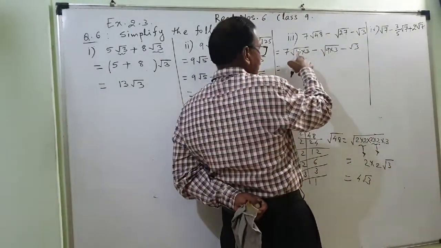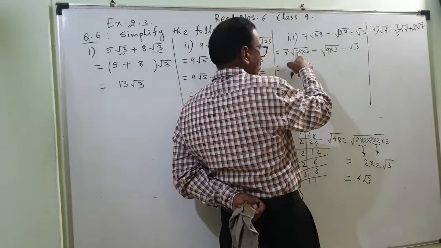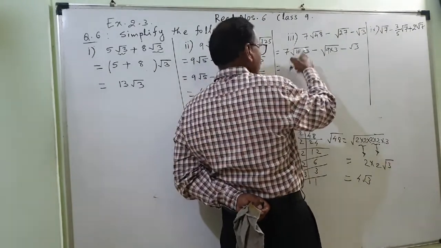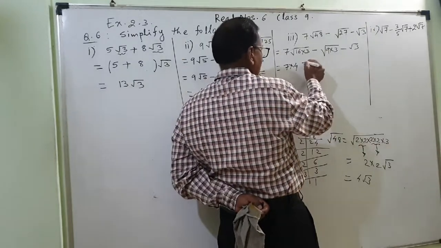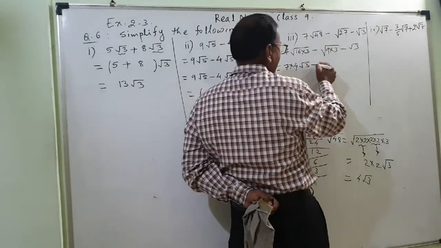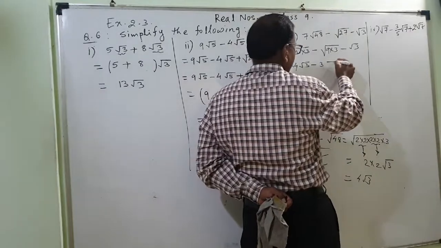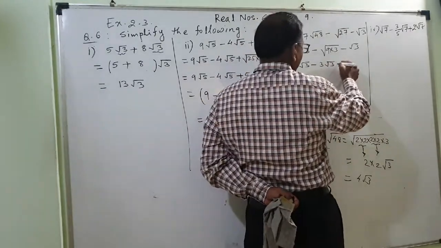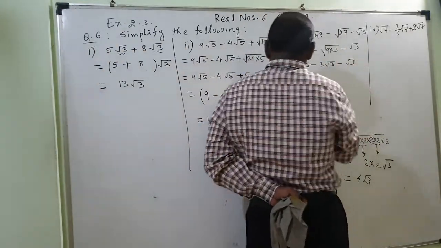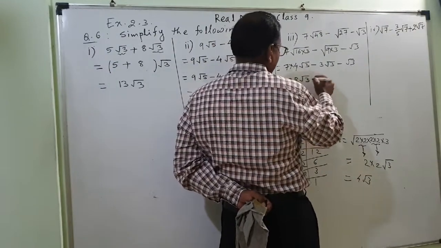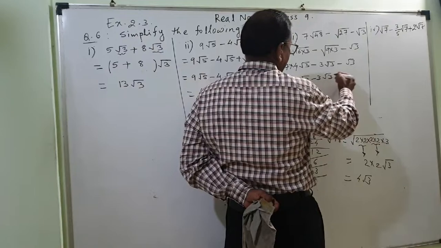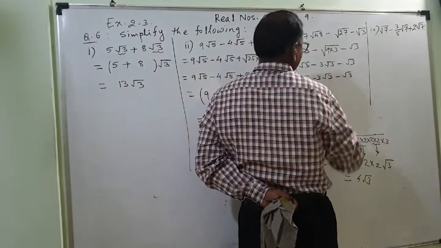Now this is the square of 4. So square root of 16 will be 4. So 7 into this 4 remains 3 minus. The square root of this will be 3 and this 3 will be there. Minus root 3. Now what is this? 28 root 3 minus 3 root 3 minus root 3.